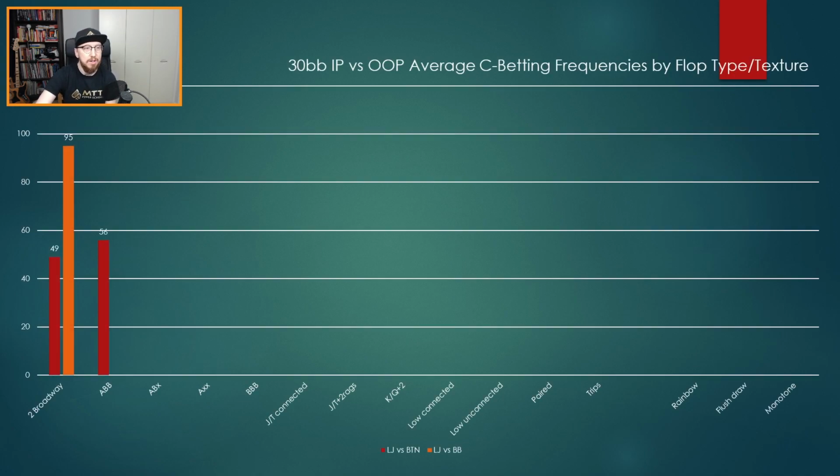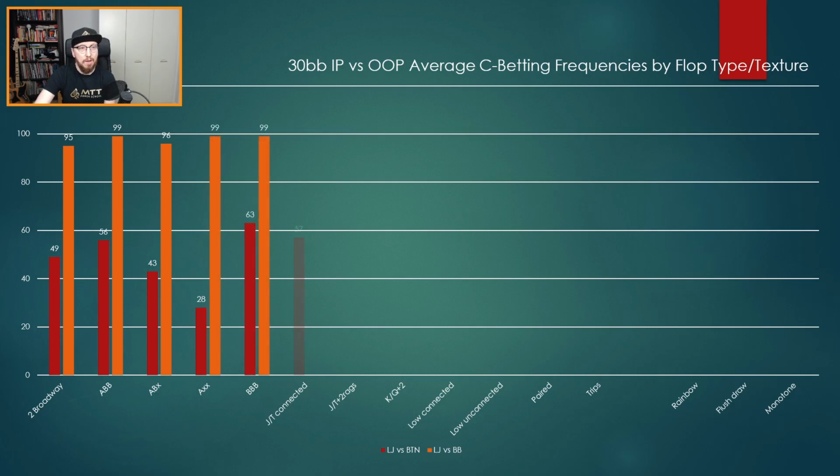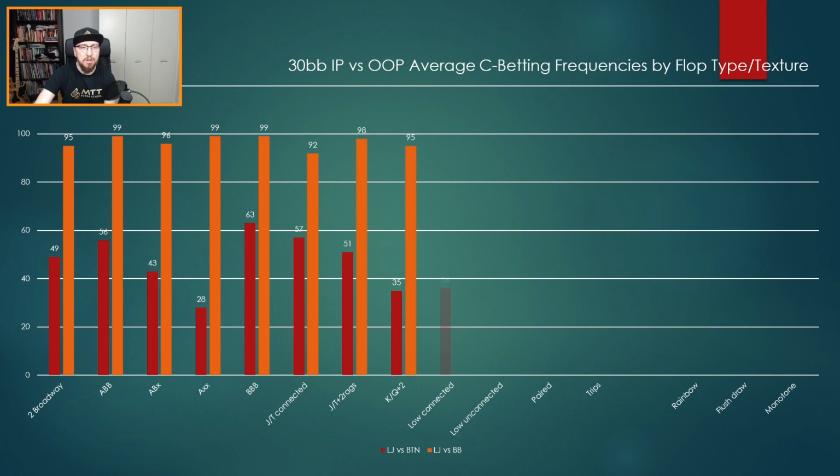Exactly the same things going on, guys. You can see that the one in red is when we're playing out of position. The average c-betting frequency is just a lot less. So I'm not sure I can do any more than this to show you the data and show you that you should be doing a lot less c-betting when you're playing out of position.